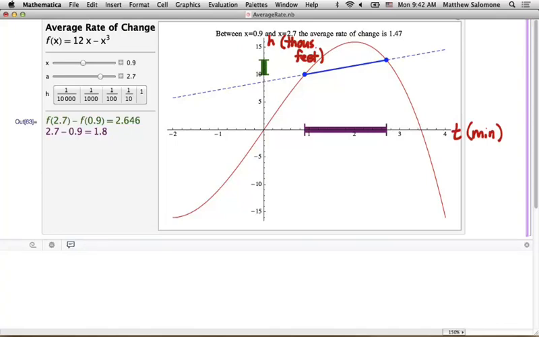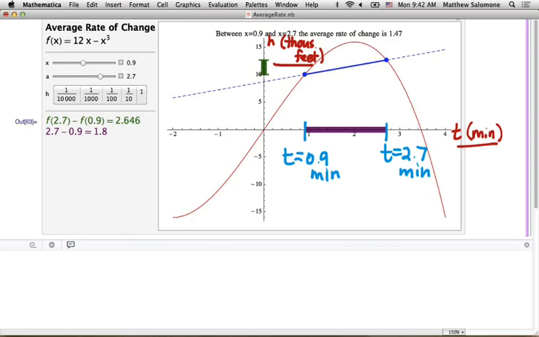So let's give this average rate of change problem some scientific context. We're thinking of this as a plot of the time that we've been flying a plane versus the altitude of that plane in thousands of feet. And we've chosen two different time values here: t equals 0.9 minutes and t equals 2.7 minutes. I'd like to know, first of all, what is the average rate of change on this interval?